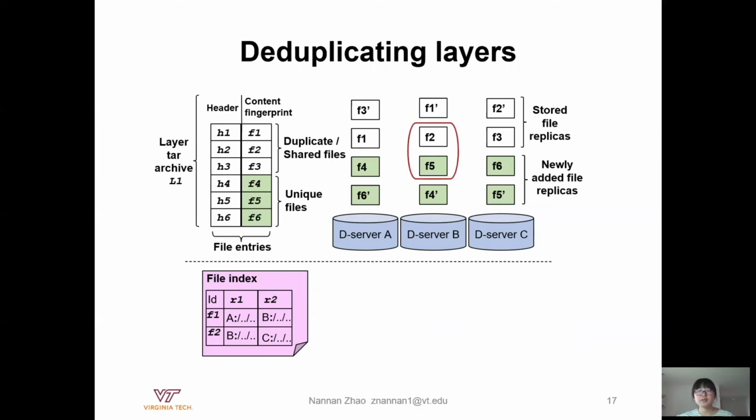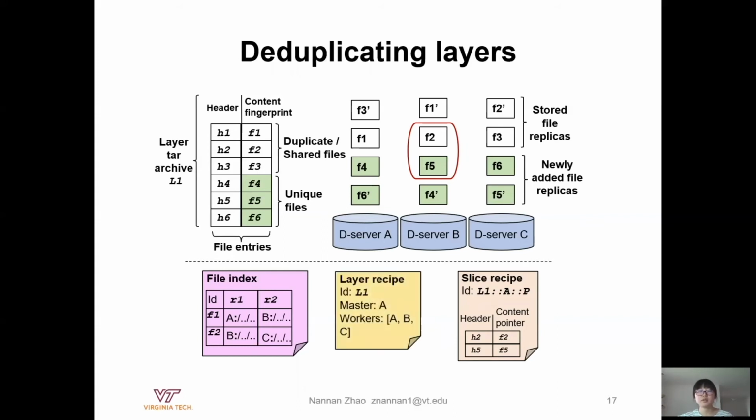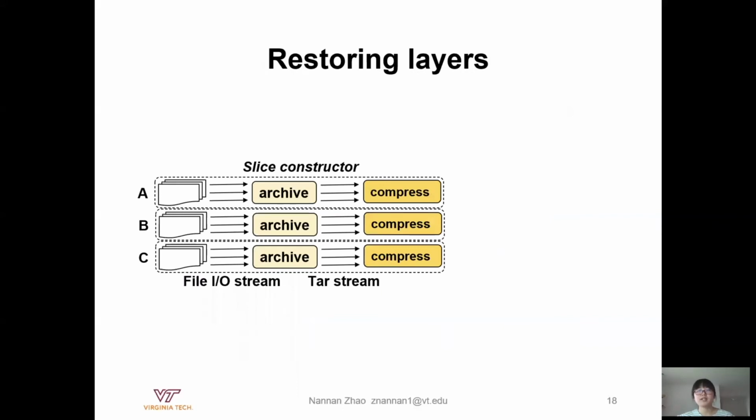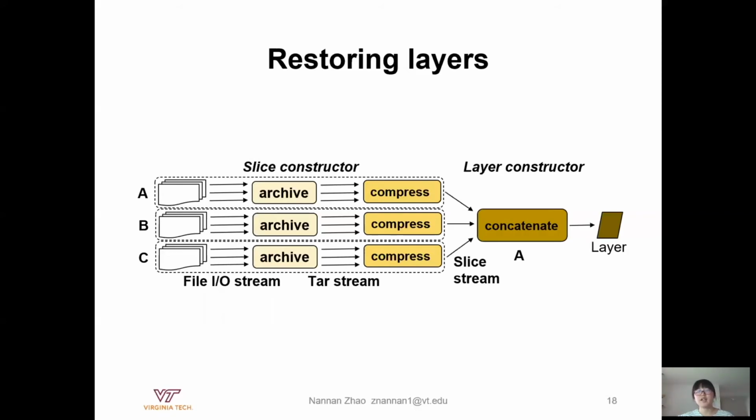A slice recipe is also created, which contains the information for restoring a layer slice. After layer deduplication, a layer recipe is created for layer restoring. The use of slices and recipes makes the layer restoring process straightforward. To restore a layer, we first rebuild the layer slices in parallel based on the slice recipes. Then we concatenate all layer slices together as a layer.